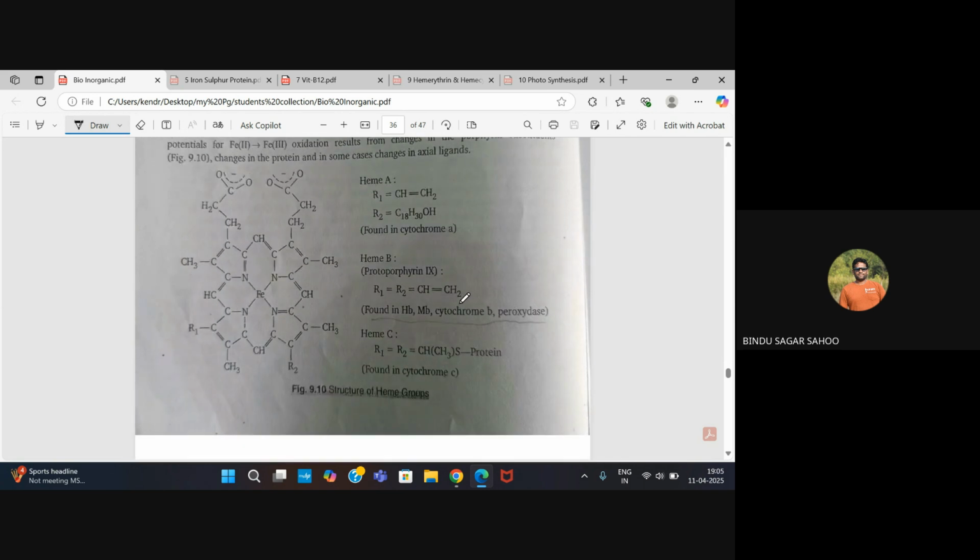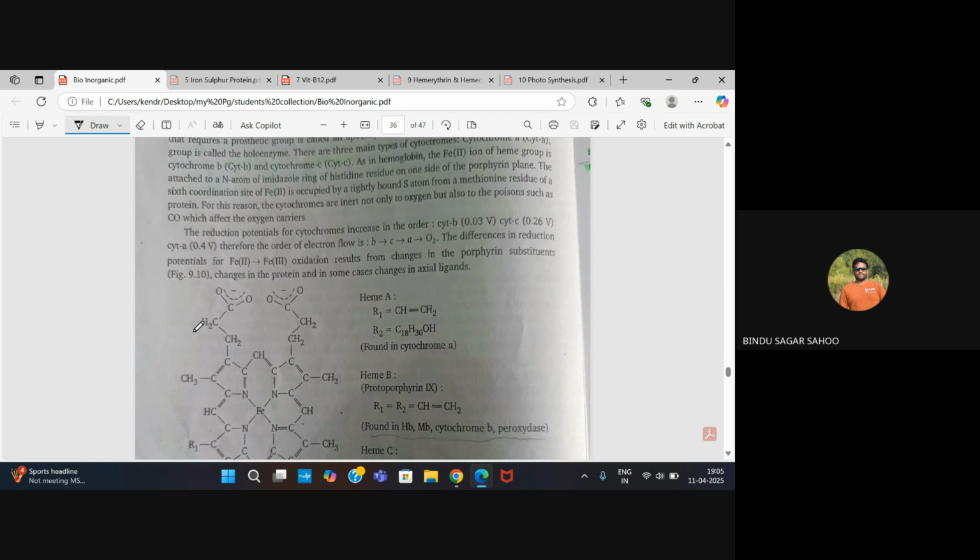When I'm saying heme B group, that means these two residues R1 and R2 will be similar, just like this function. Particularly heme B is available in hemoglobin, myoglobin, cytochrome B, and peroxidase also. Or when I'm saying heme C, this R1 and R2 group will be different. That means there will be presence of sulfur atom, sulfur residue, in the protein chain, and these are particularly found in cytochrome C. So there are different types of cytochromes available: A, B, and C. So in different cytochromes, the surrounding groups are different.